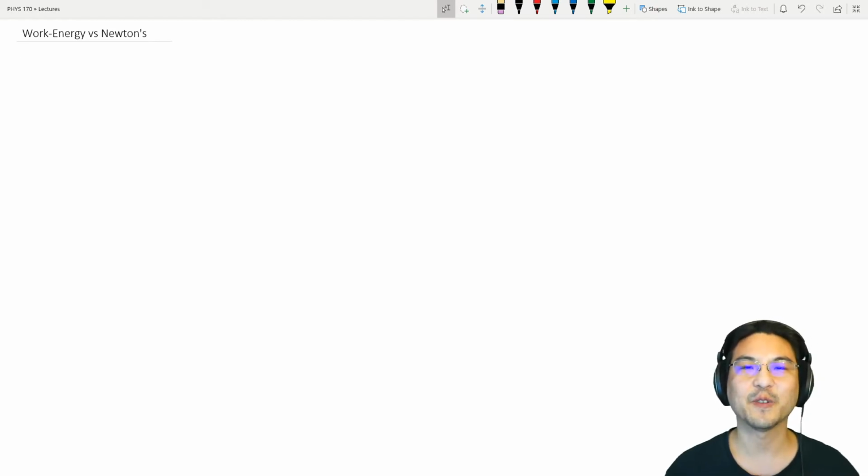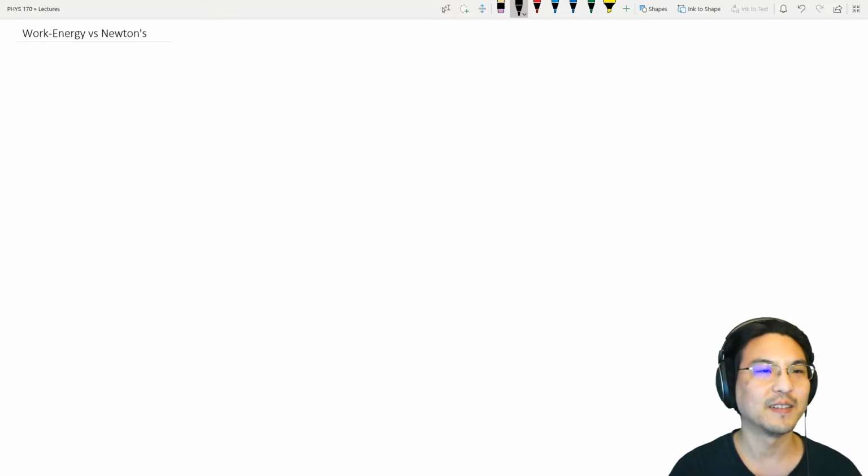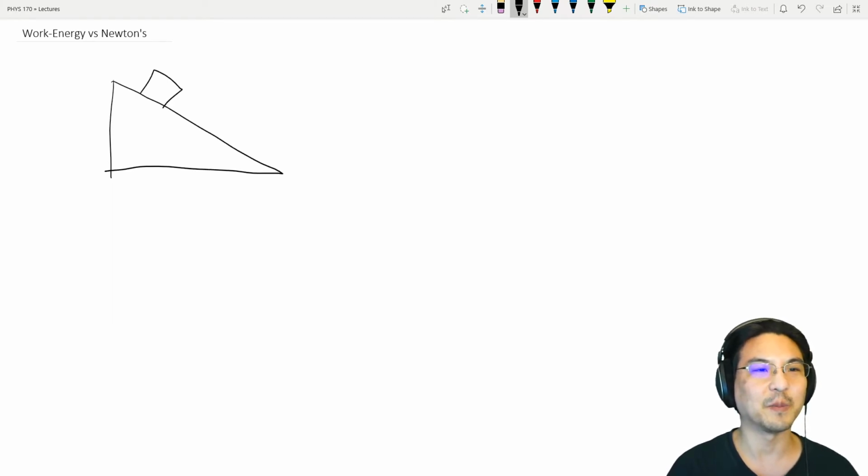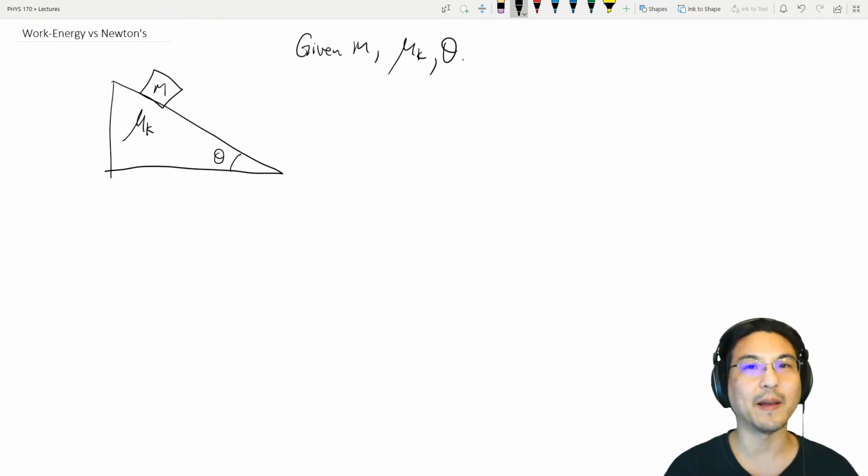Hey everybody, let's review solving dynamics problems, making sure to cover both methods: using Newton's way or this whole work energy way. Let's start with something straightforward. Say you just put a block on a ramp, and there's kinetic friction between the block and the ramp, and we know the coefficient of kinetic friction. It's given. So let's say we're given the mass, the coefficient of kinetic friction, and that angle. What's the acceleration of the block?